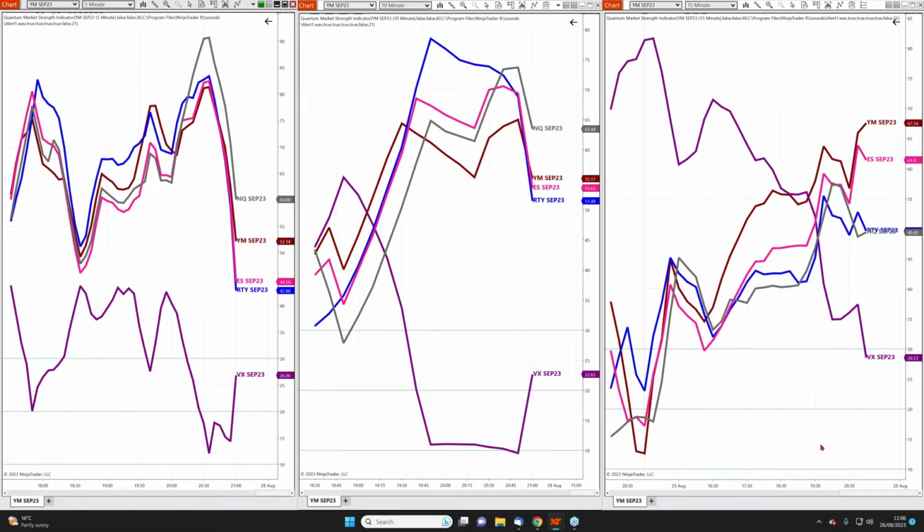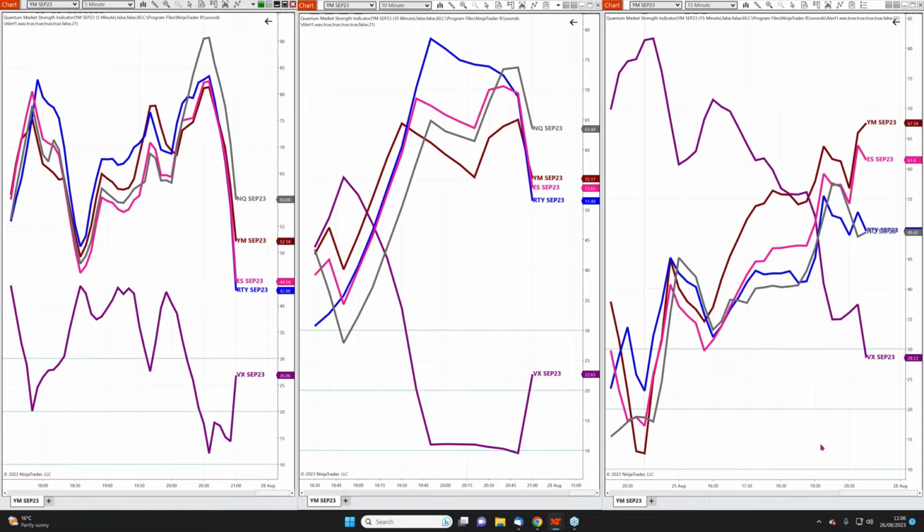So as you can see, what we've set up here are 3 time frames, the 5-minute, the 10-minute, and the 15-minute on the right-hand side. And as I say, we have the 4 index futures, the NQ, the YM, the ES, and the Russell for September. And counterbalancing that, we've got the VIX, the VX, which is the VIX futures contract from CBOE.